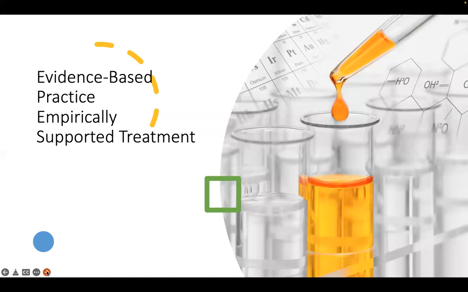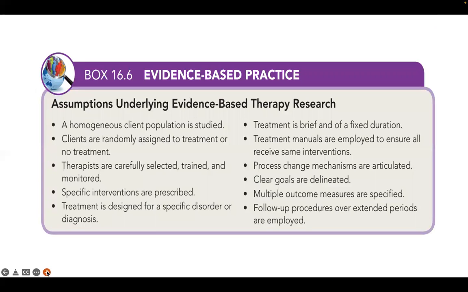So, evidence-based practice and empirically supported treatment. As you move through the program and do more research, I think it's important for you to understand the difference between these. Evidence-based practice, as y'all know, I am inherently skeptical of. There are a lot of assumptions made when we label something evidence-based, such as that in the research, a homogeneous client population is studied. Again, does that translate to effectiveness? Hell no. They're homogeneous in a specific way.